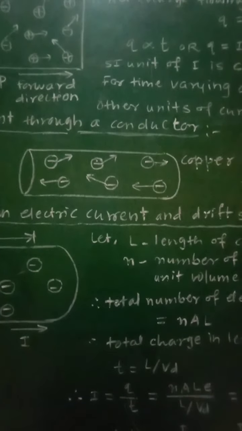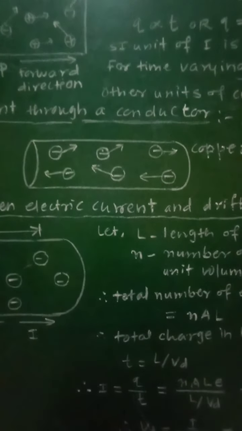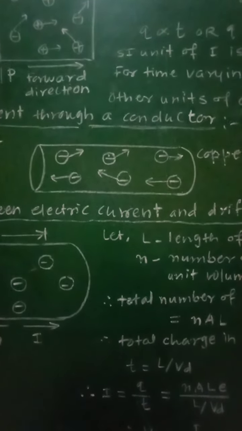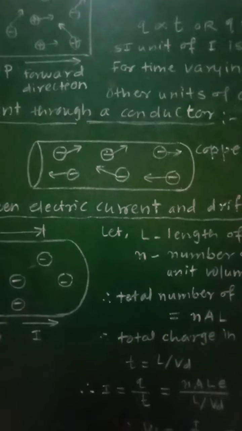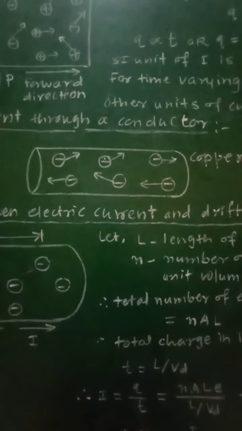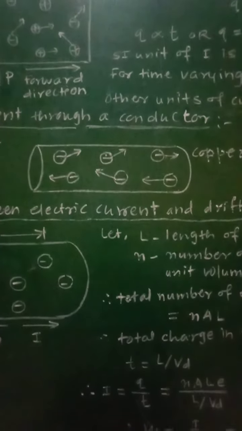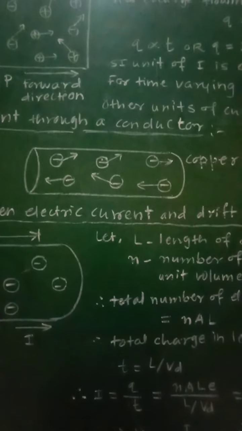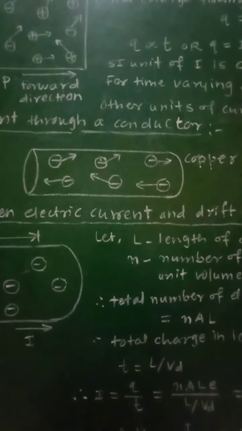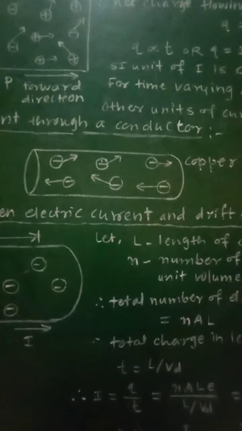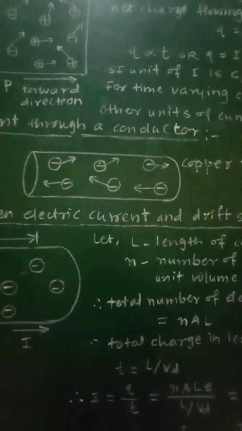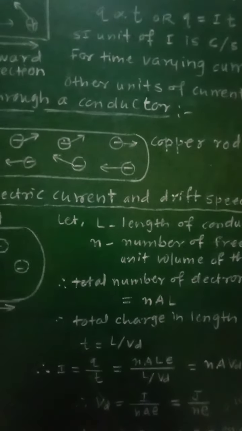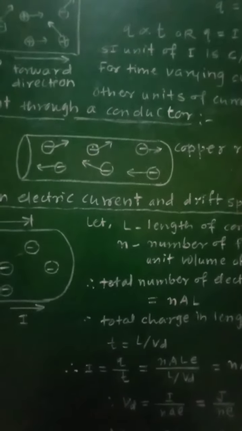So here drift means there will be slow motion of these electrons, and their direction is opposite to that of the applied electric field. So the drift velocity will be oppositely directed to that of the electric field. The electrons under the action of the applied electric field will drift with a drift speed Vd. So Vd will represent the drift speed of these electrons.